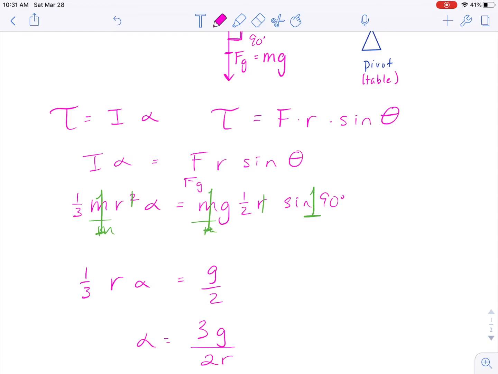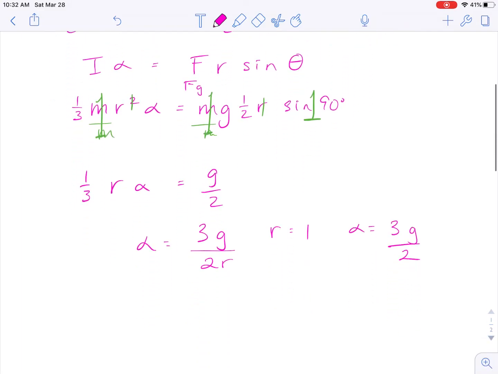Now, this works for any thin rod. This happened to be a meter stick, so r, or the length of it, was 1. So alpha would be 3g over 2. And if I actually calculate 3g over 2, 3 times 9.81 over 2, I get 14.7 radians per second squared.